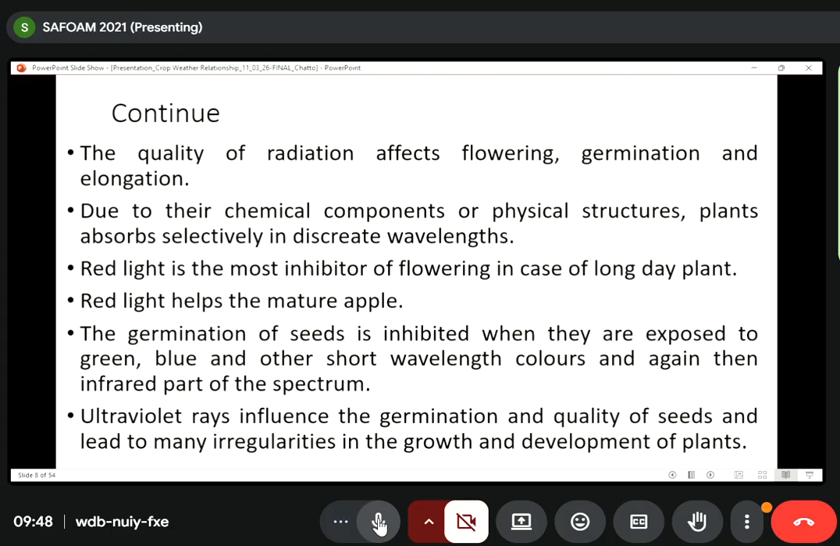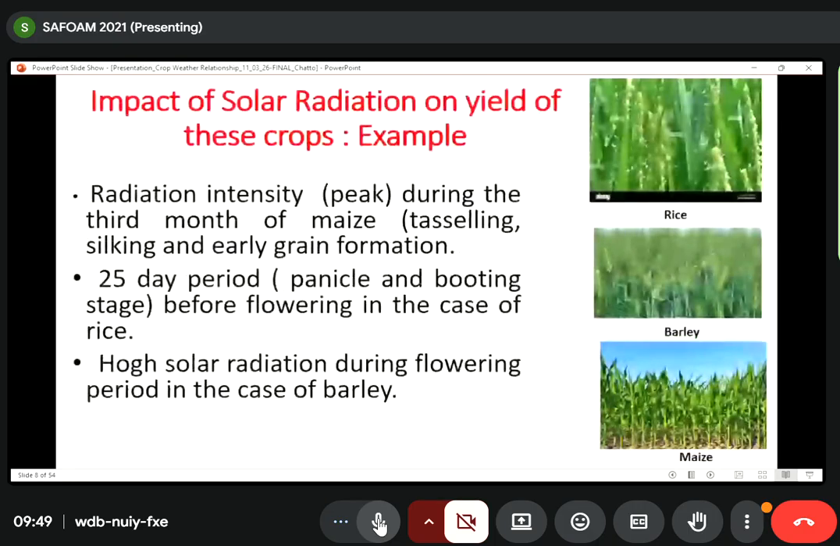And ultraviolet rays influence the germination and quality of seeds, leading to many irregularities. So individual phenophases are very sensitive to radiation at different wavelengths. A number of research studies have been done. Now we know that this is so. We are selecting the crops and also adjusting the different phenophases depending on the nature of the solar radiation in a particular place we are recording.